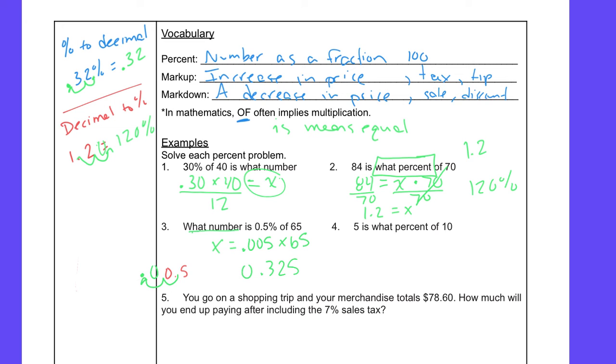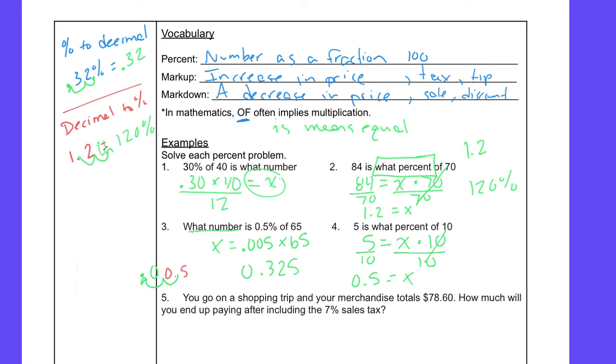Number 4, 5 equals what percent, I don't know, let's use X, of times 10. Okay, again, just like number 2, I need to get that X all by itself. I need to get this 10 over with the 5. Opposite of multiplying by 10 is to divide by 10. And there's our X. 5 divided by 10, put that in the calculator if you need to. And that is going to be 0.5.